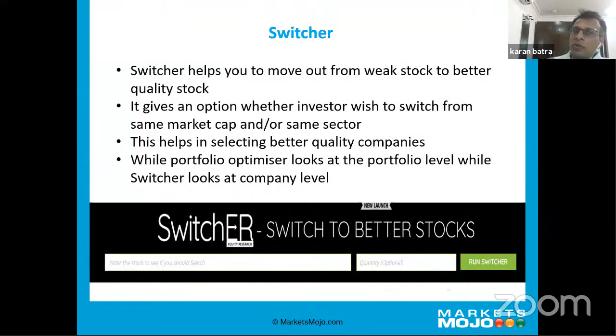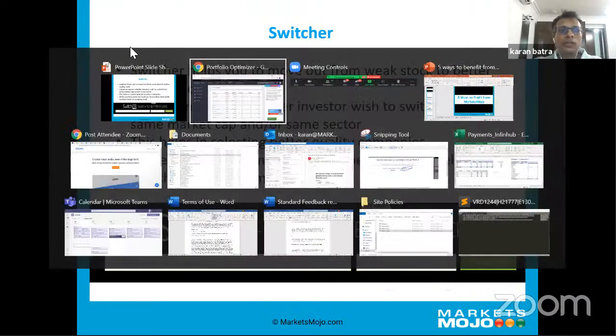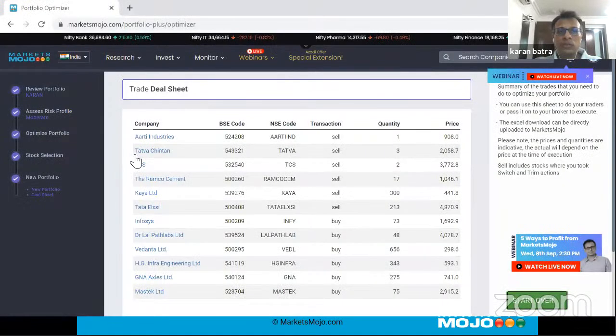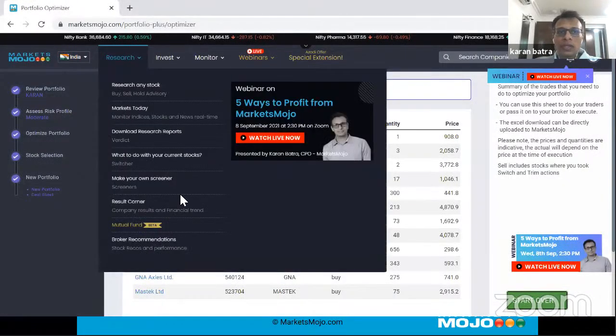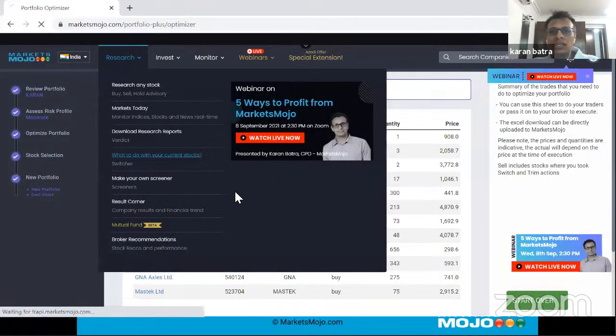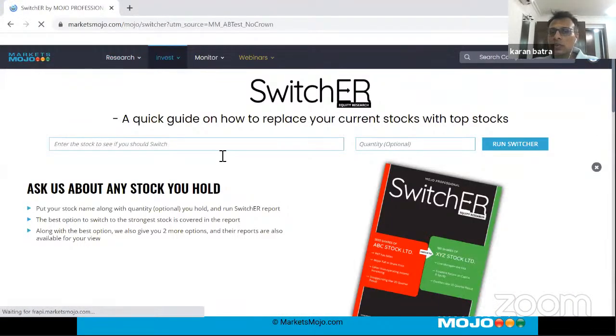The last section I want to talk about is the switcher section. We saw portfolio optimizer will optimize your entire portfolio together. If you're looking for only stock to stock switching option, you can use a switcher. So you can go to research and switcher. Here you can put the stock that you want to switch.